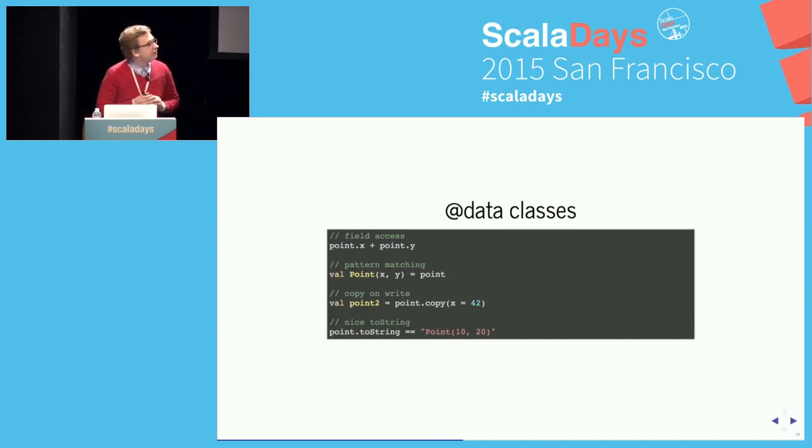Among features you might already be familiar with in case classes are easy to use field access, pattern matching, copy with defaults, so you can just say I want a new instance with only this field changed, nice toStrings, and so on and so forth. So off-heap classes really are hard to tell from case classes. There are a few places where they differ, but they're quite minor.